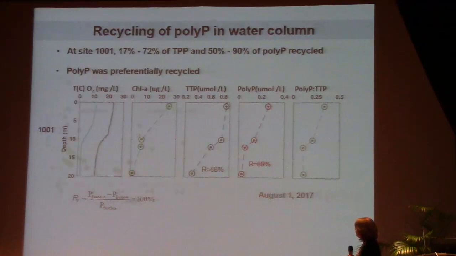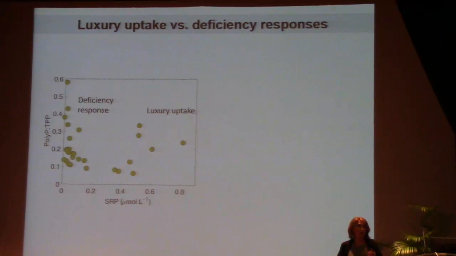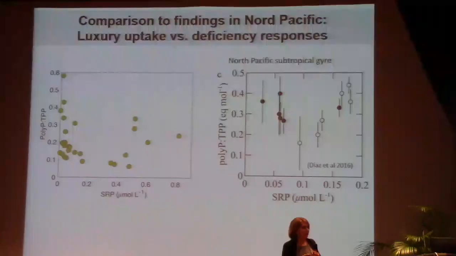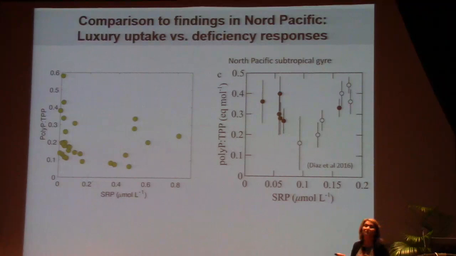Moving forward and looking at the whole picture, we plotted all SRP against all poly P to total P ratios in this plot. You can see here that we actually have this bimodal distribution. We have a deficiency response as well as luxury uptake. And this is what people in the North Pacific subtropical gyre are observing. So it's kind of coming to this pattern in the Great Lakes system, which is very interesting.